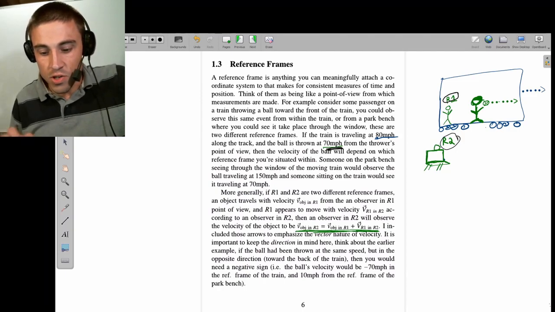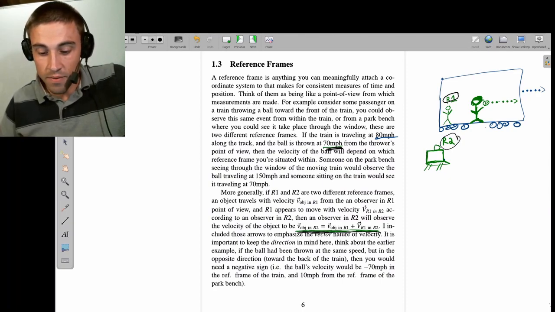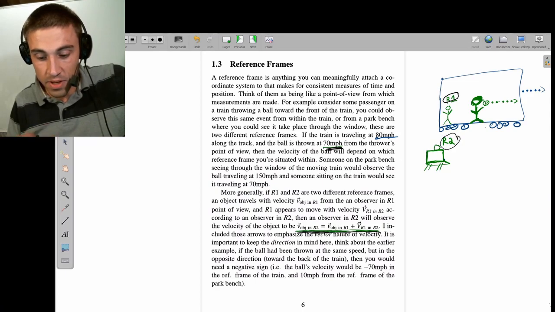Okay, so just in general, the velocity of some object in reference frame R2 is going to be the velocity of that object in the reference frame R1 plus the relative velocity between the two reference frames. It's important to consider the vector nature of the velocity here, so that's why I've included the arrows over the top of these quantities.